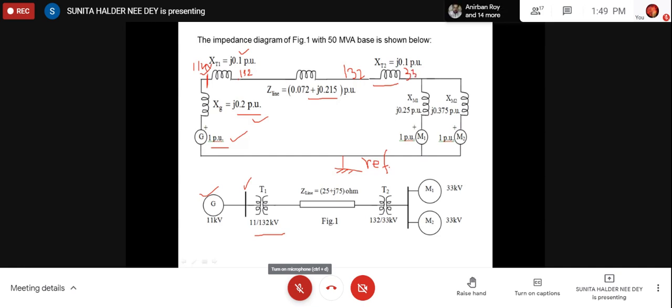You have no need to write these voltages, so I have written here in red color only to inform you, only to show you, because you are learning it first time. But we can easily see this one from the single line diagram.